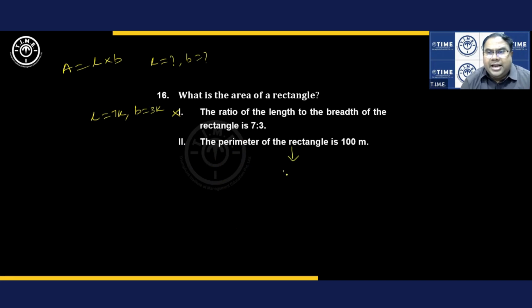Second statement, perimeter of the rectangle is 100. 2 into (L plus B) is 100, so L plus B is equal to 50. One equation, two unknowns. I cannot find the L value and B value.